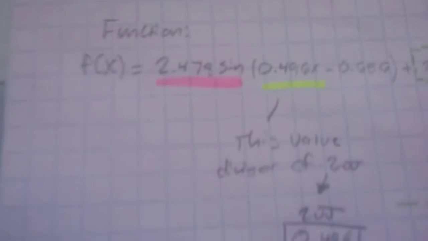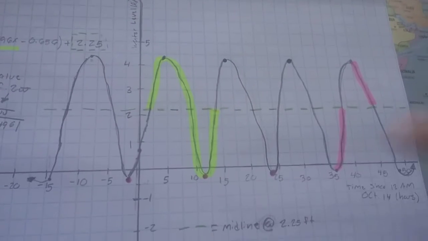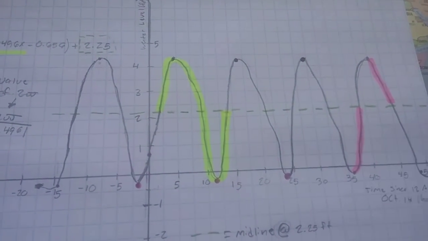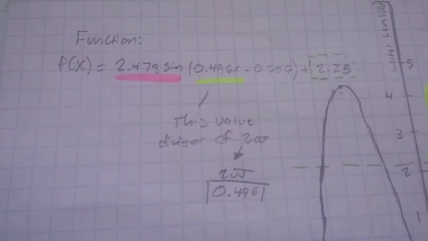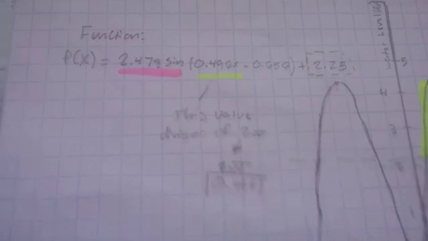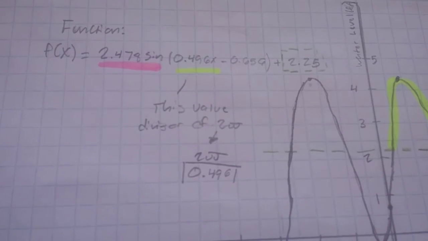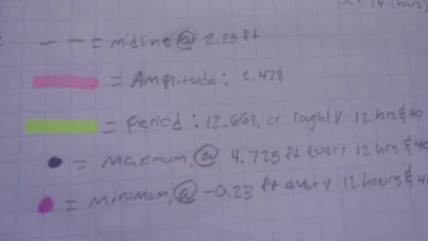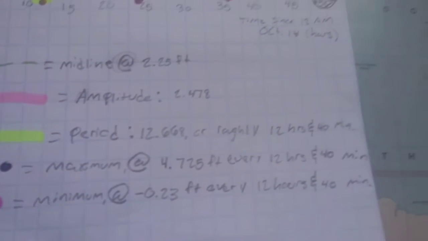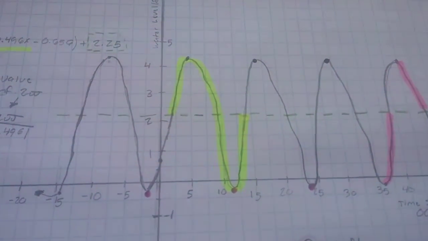So, for instance, the 2.478 is going to be my amplitude, which is just the height of the graph above and below the midline. Also, I knew from my function that my period was going to be 2 pi divided by my b value. So when I put 0.496 as a divisor of 2 pi, I got that my period was roughly 12.668, which is about 12 hours and 40 minutes. So that was my graph there. One period is shown right here.